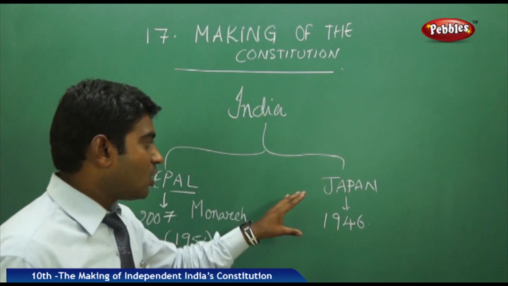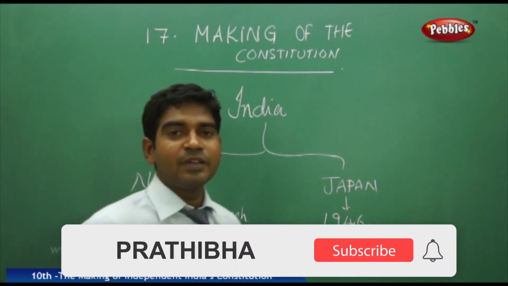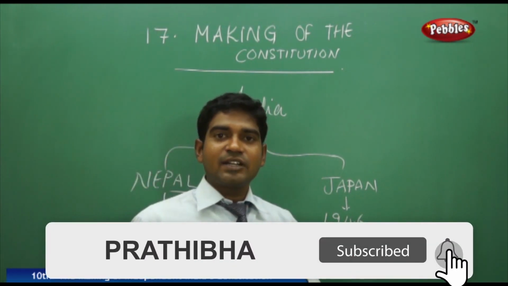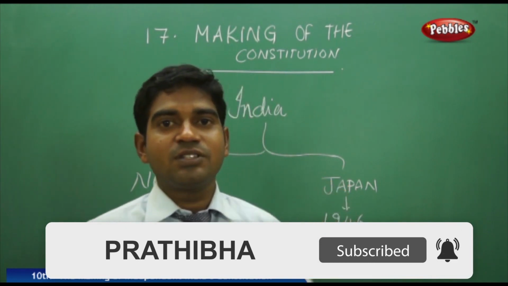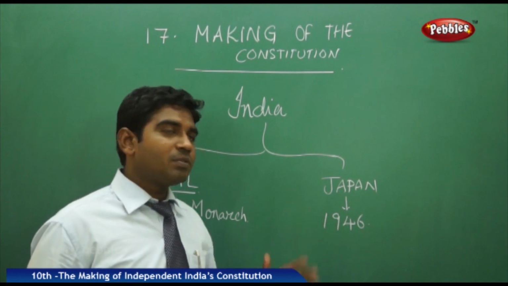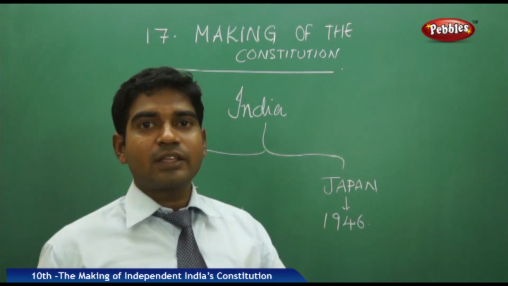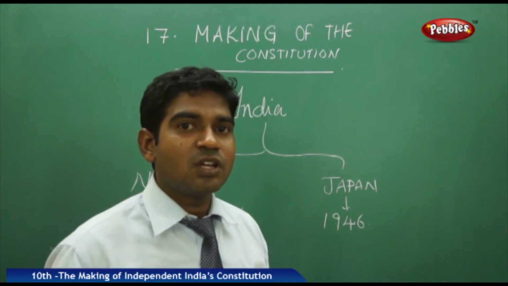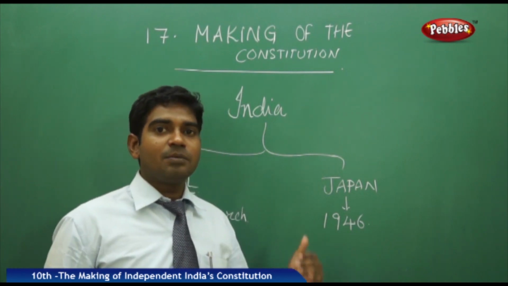Japan got the parliamentary setup in 1946 after the Second World War came to an end and Japan was defeated at the hands of the Allied powers. Finally, they dropped the king's autonomy, monarchy was given up, and we got a presidential parliamentary system, not the presidential system.